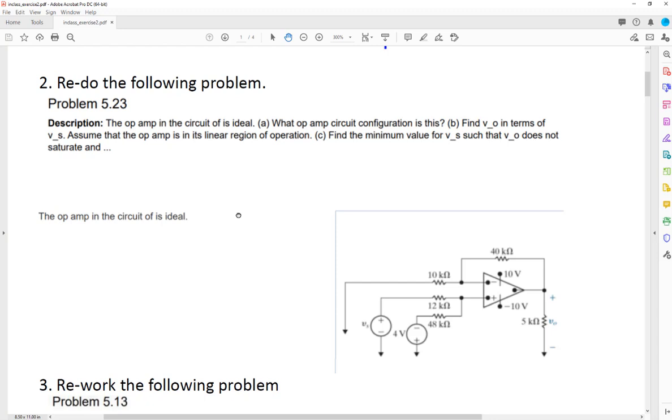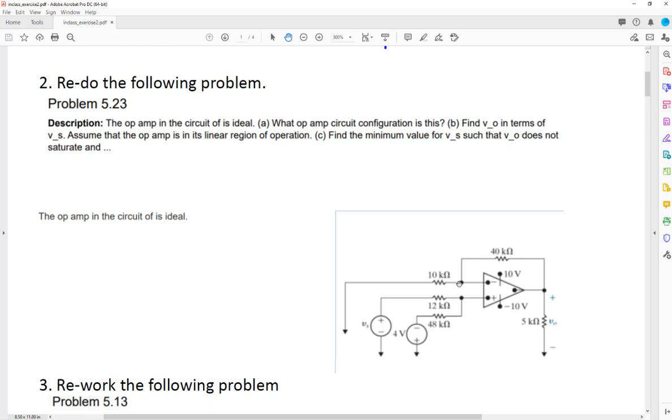The op-amp in the circuit is ideal. Okay. Is this a comparator or an op-amp? What to look at? Negative feedback. There's a negative feedback, so it's not a comparator. It's an op-amp. But what type of configuration? Can you tell?